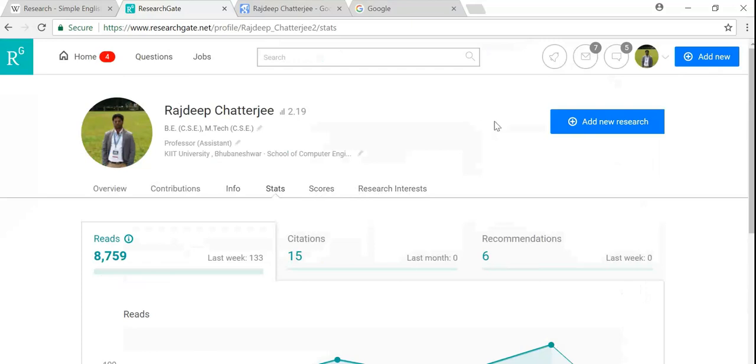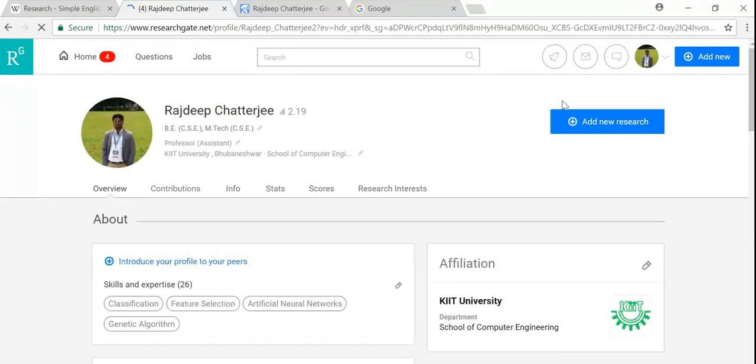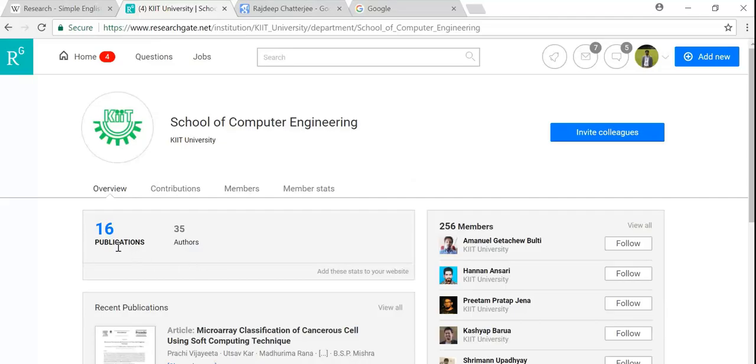And again if you click on this photo, okay, this is for KIIT University. This profile is for a researcher, an individual, but a university can have its own ResearchGate page, and in our case the KIIT University school ResearchGate page has a total of 16 publications. I hardly believe that in our school there are only 16 publications. It is much more than that. Maybe researchers haven't uploaded those remaining papers.